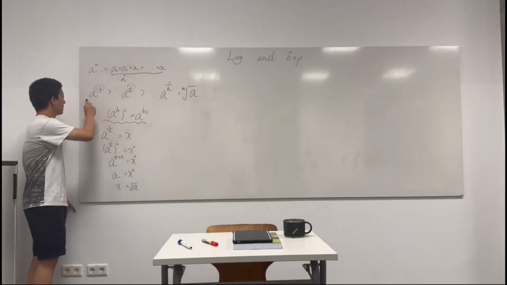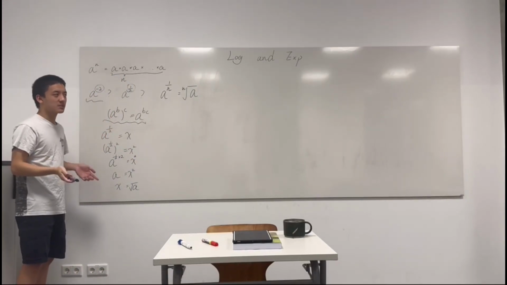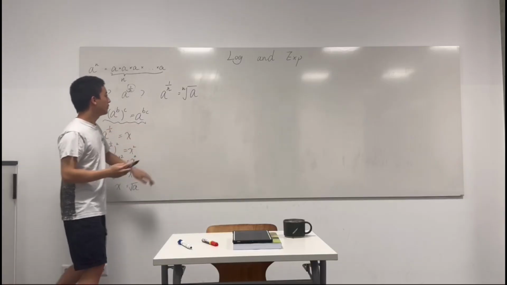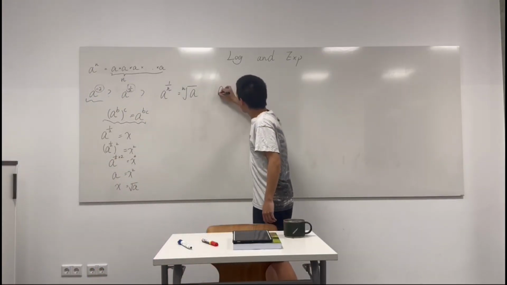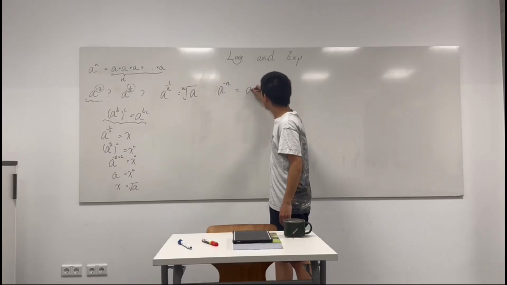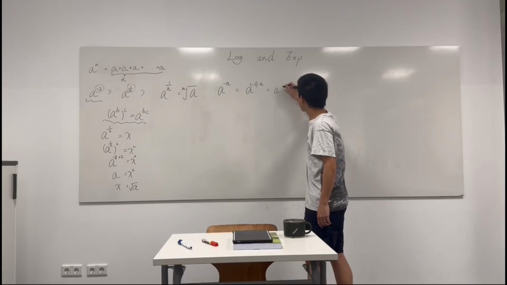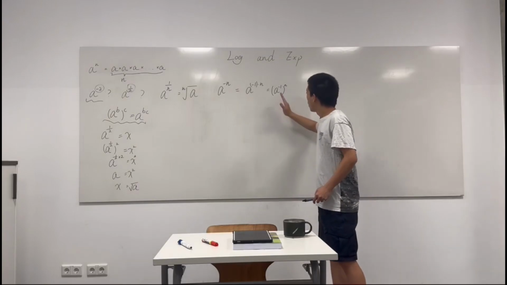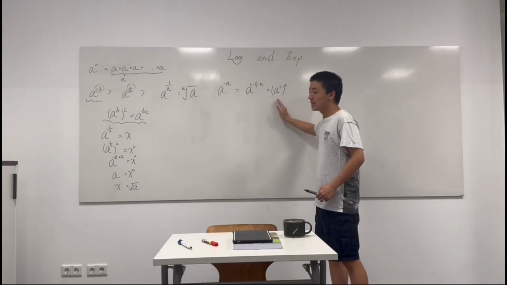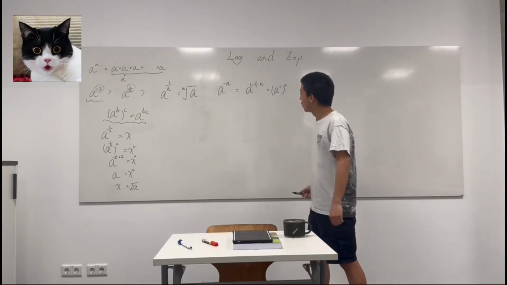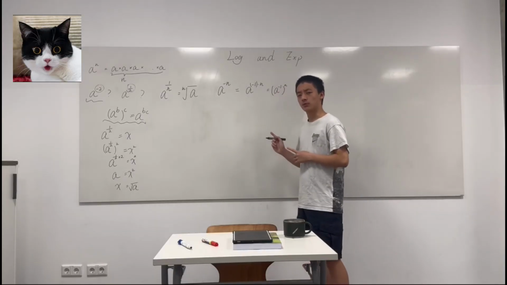Then let's prove a to the power of negative something, for example, a to the power of negative 2. According to this formula, we know that a to the power of negative n is equal to a to the power of negative 1 times n, which is equal to a to the power of negative 1, then to the power of n. So if we know what a to the power of negative 1 is, then we can figure out a to the power of negative anything. So what is a to the power of negative 1?